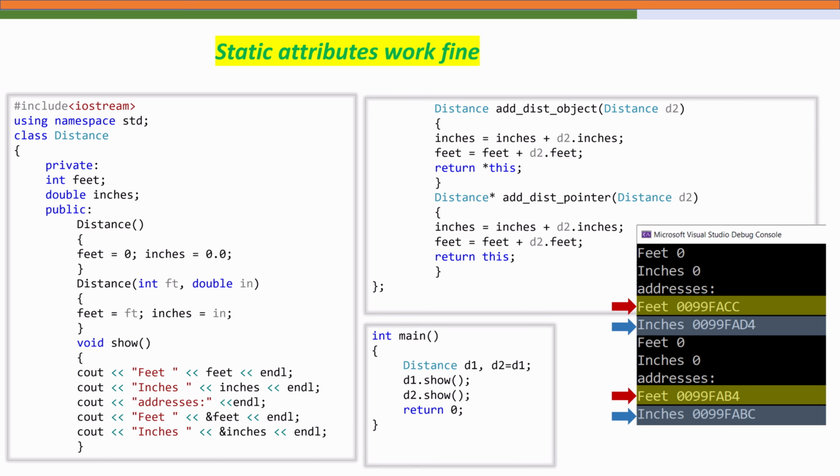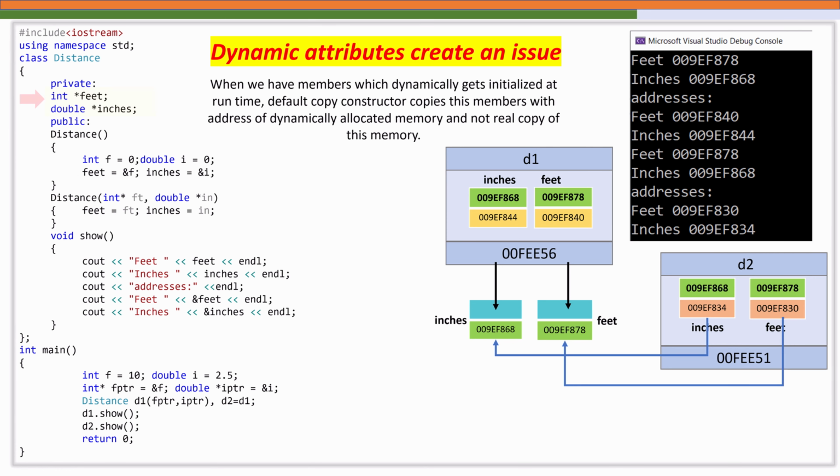You only need to define the custom or user-defined copy constructor when your class contains pointers or some dynamically allocated memory. So in this example, we are using the same class name Distance, but this time instead of storing the values of feet and inches directly, we store pointers to them. This means feet and inches are dynamic attributes. They do not hold the actual data, but the memory addresses that point somewhere else.